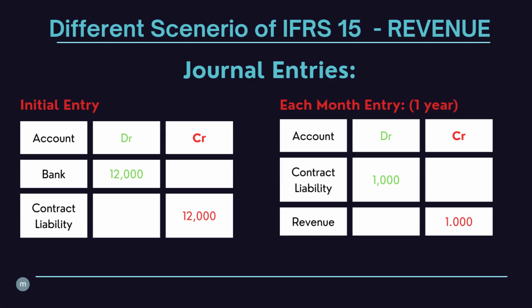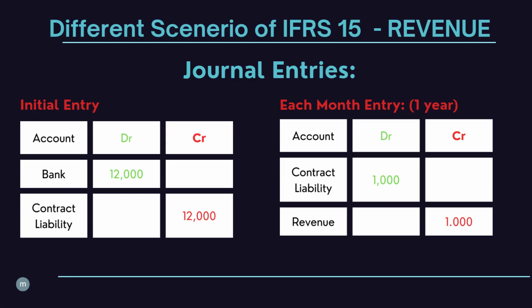That's why IFRS 15 says, hold on, only recognize revenue when you actually deliver what you promised. So in this case, we spread the 12,000 evenly over the 12 months. That means the company can only count $1,000 as revenue each month once that month's service is provided. Think of it like this: every month that passes, the company earns that part of the money.